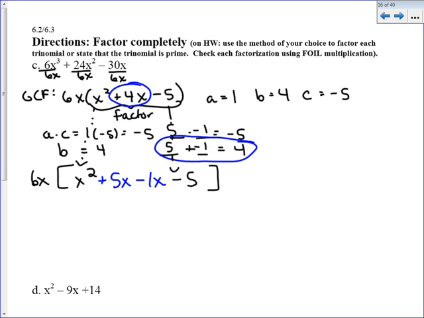Now that I've got 4 terms there, what type of factoring do I do? Grouping. So I'm going to split these 4 in half. Again, the 6x is just hanging out. We can just bring it back at the end if you want. What's the GCF for x squared plus 5x? What does both have in common?